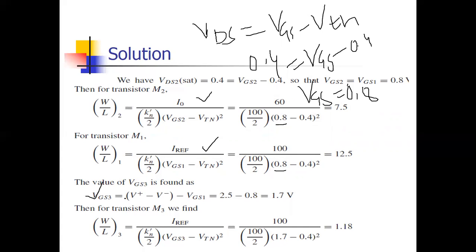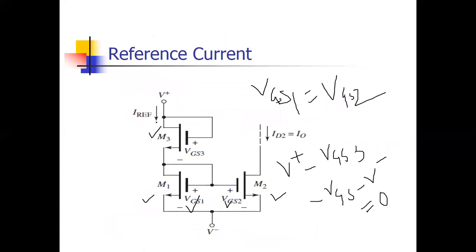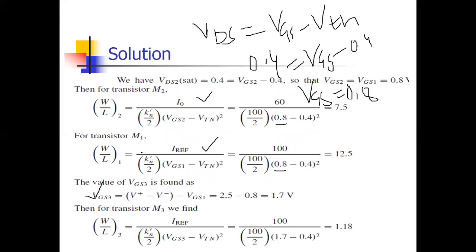But for VGS3, we have to apply the KVL. So V positive minus V negative minus VGS1. Positive supply is 2.5, negative supply is 0, and VGS1 we have calculated as 0.8 here. So VGS3 is 1.7 volt. Okay. Now for the third transistor, for the first and third transistors, we have to take this I reference current, and this I naught current is for the second transistor. See here in the numerical, for first and third we have taken I reference, and for the second transistor, I naught. And the rest is the same.